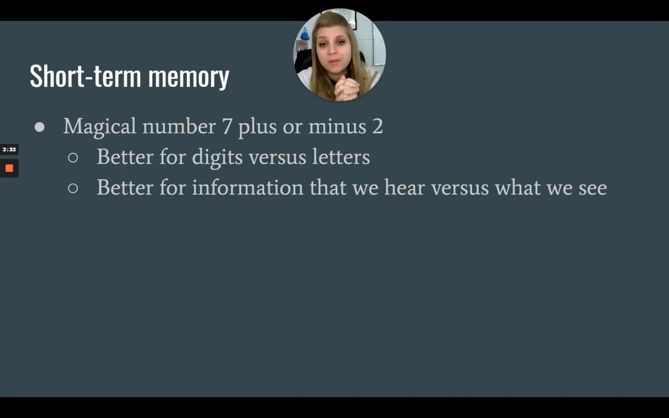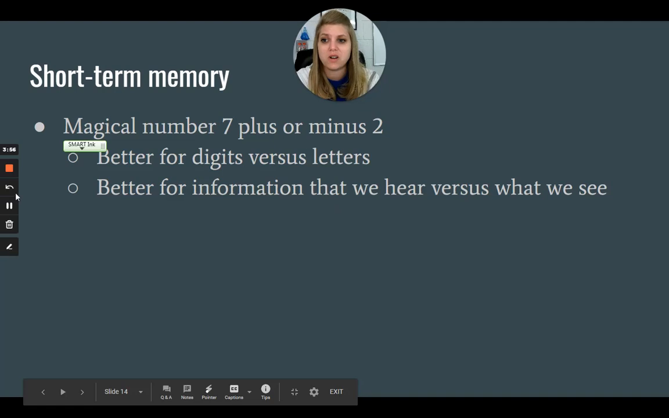And again, we do this much better with things that I am hearing as opposed to things that I am seeing. So if I were to read out a list of words, you'd probably remember more, closer to the 9 end, than if you were seeing a list of words. That would be a difference there.